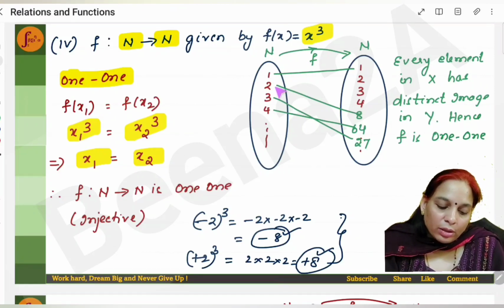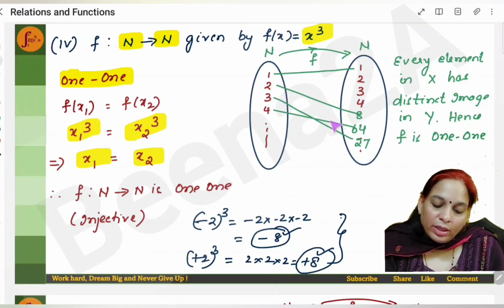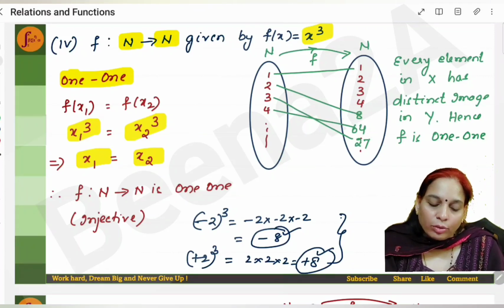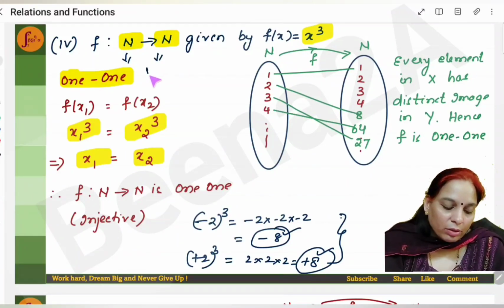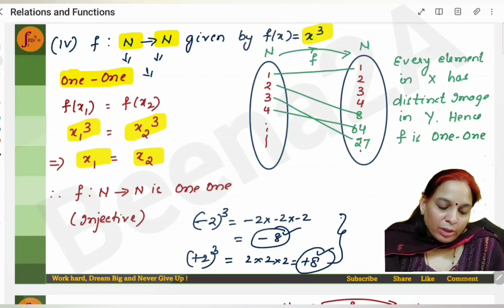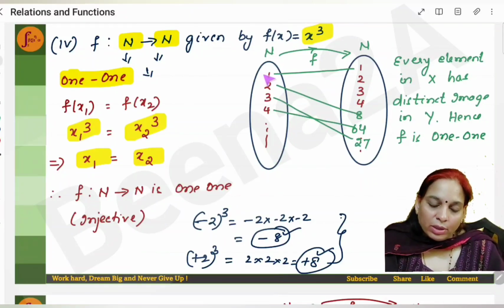1 cube is 1, 2 cube is 8, 3 cube is 27, 4 cube is 64. So you see all the elements are distinct. Now, one more thing to notice here is, it's a natural number. You don't have negative numbers at all. So it's all positive numbers here.